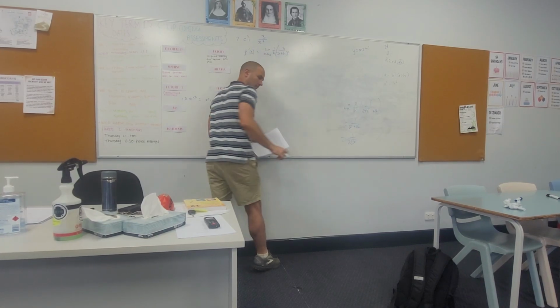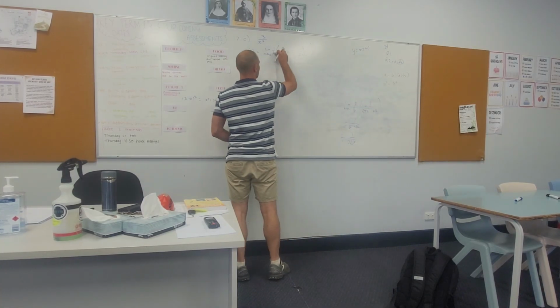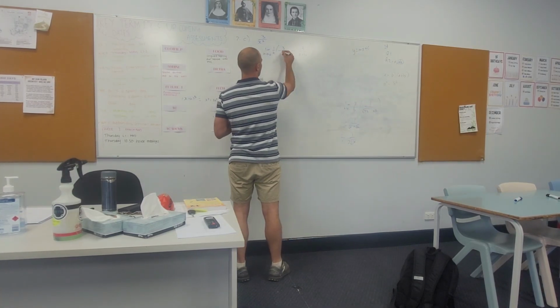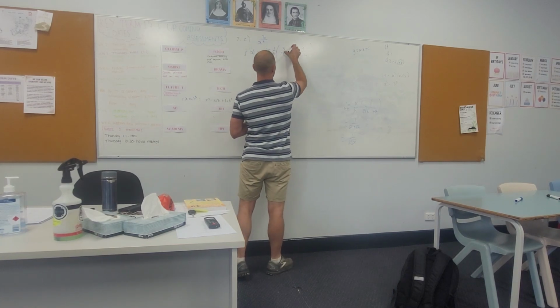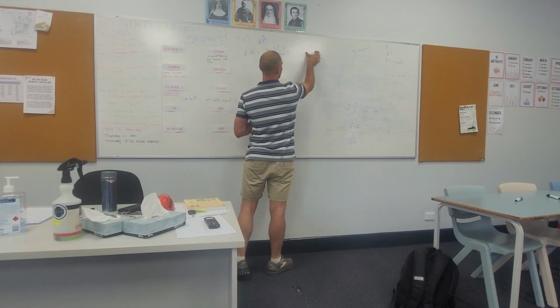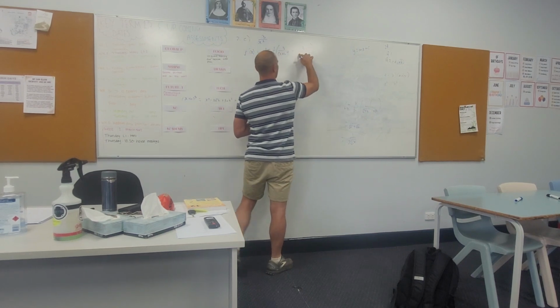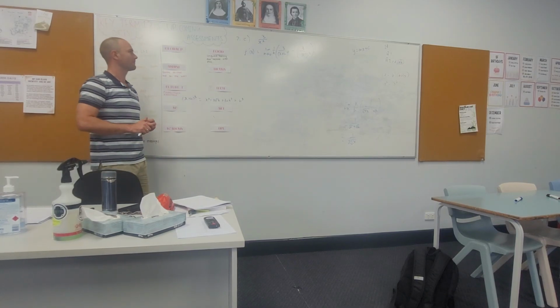Sorry, I was totally stuffed that. F of x plus h. There we go. No, this is right. F of x plus h squared, take f of x.